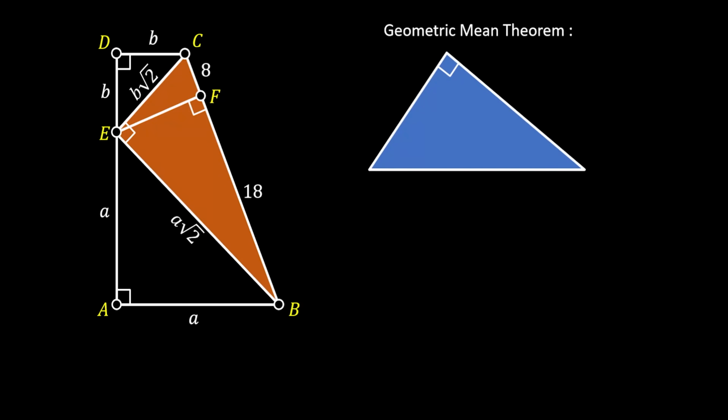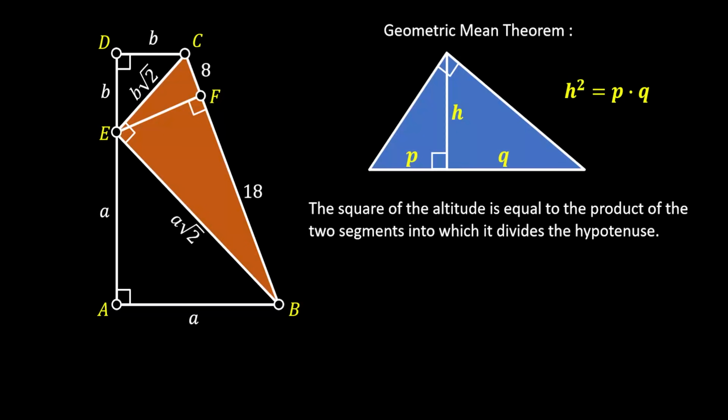triangle. So we can use one really interesting theorem which applies to right-angled triangles, and it is called the geometric mean theorem. This theorem applies to any right-angled triangle, and if we pull its height, which we can label as h, and say that this height divides the hypotenuse into two segments with the length of p and q, we can apply this theorem, which states that the square of the altitude, or the height, if you will, is equal to the product of the two segments into which it divides the hypotenuse.